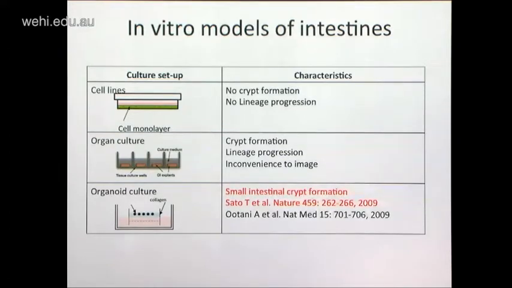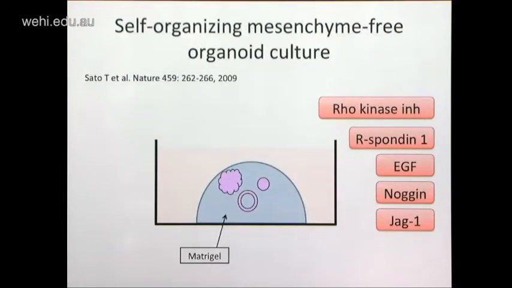And recently, there's an organoid culture developed where the crypts and mesenchyme were digested from intestine and then embedded in the matrix gel or other extracellular matrix. And in this culture, crypt formation was found from small intestine. And now I'm going to tell you more about this culture model. In 2009, Sato set up this model where they embed the small intestinal crypts in matrix gel, and then put these 5 factors into the medium.